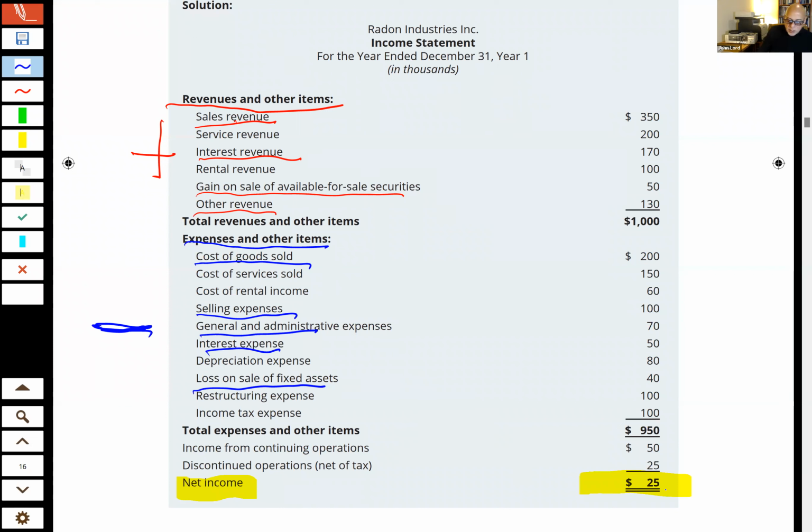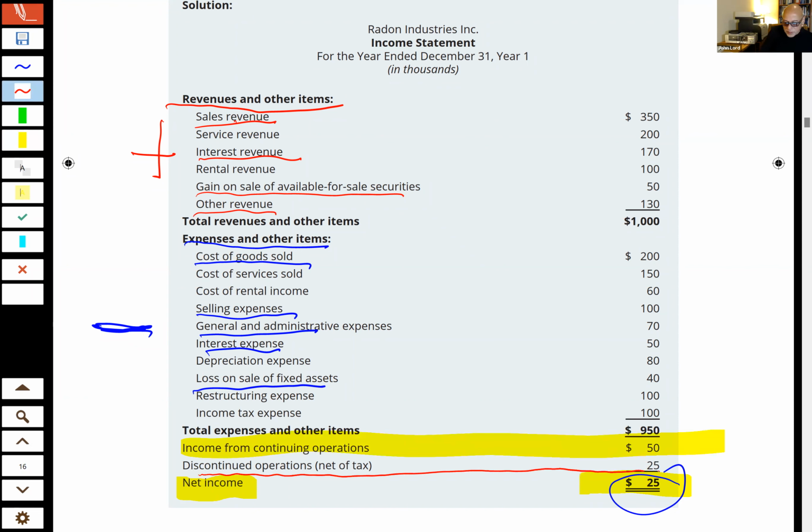And the difference is what? My net income. And we call that what? Income from continuing operations.